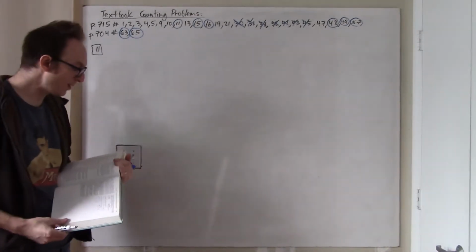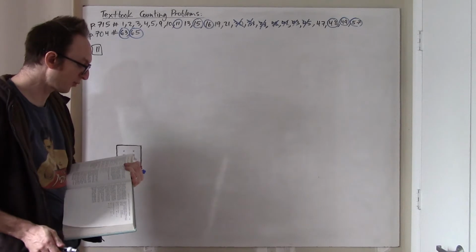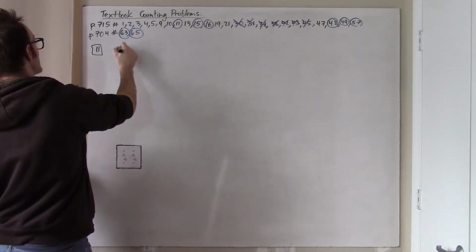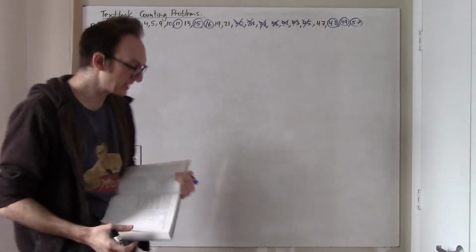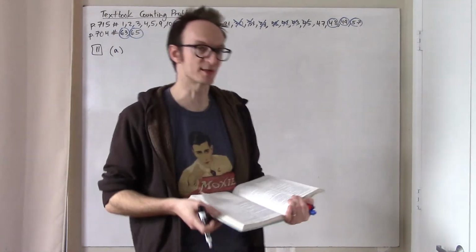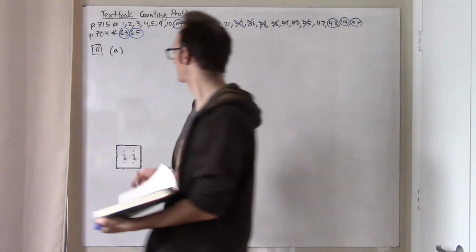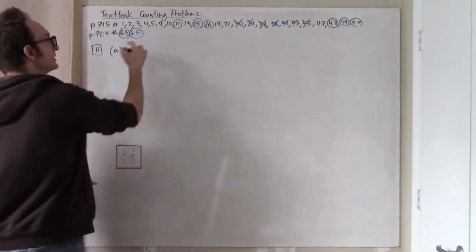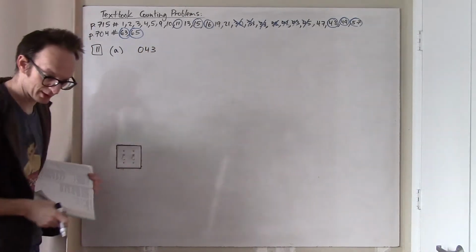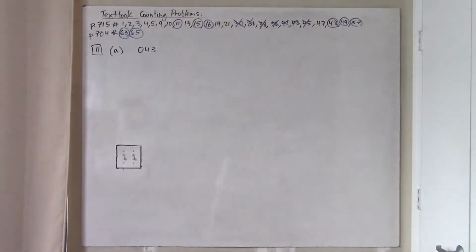Number 11 says, how many 3-digit numbers can be formed under the following conditions? Alright, so I'm looking at 3-digit numbers. Well, the leading digit cannot be 0. That seems built into the definition of a 3-digit number. If someone asked you for a 3-digit number and you gave them 043, they'd probably give you a look like, dude, that's just not a 3-digit number.